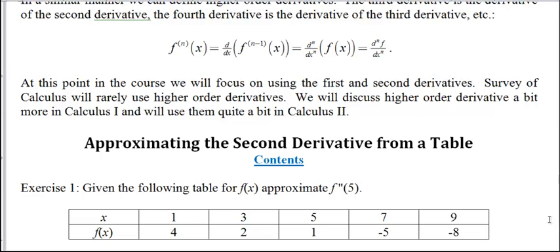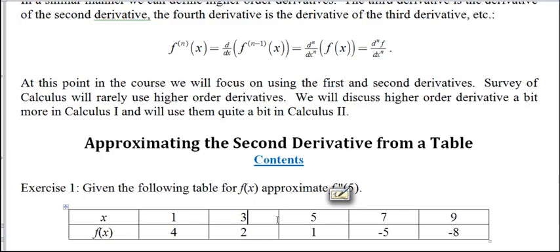Well, let's see. We know how to approximate f prime. Like we were trying to approximate f prime at 5, we would take a point on either side, say here and here, and use that to approximate the derivative. Well, to approximate the second derivative, we need the derivative on either side of 5.